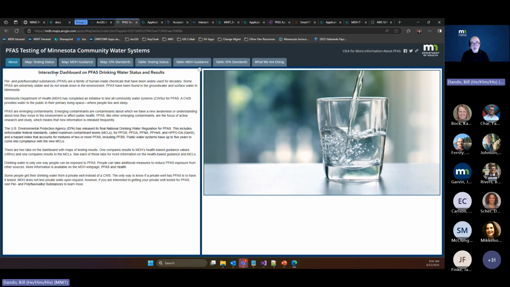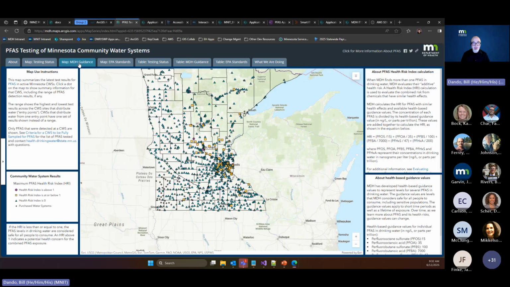But I wanted to show that for each kind of topic area, testing status, MDH guidance, EPA standards, we have a map and we have a table, a pair. And then again, bookended by what are we doing? So sorry, let me move over here. So let's look at MDH guidance.